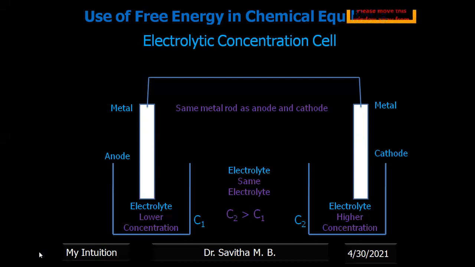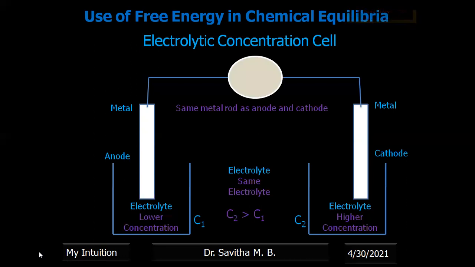The only thing is there should be some difference. Only then will there be a potential that is developed, right? So the difference is in the concentration of the electrolyte. The concentration of the electrolyte in one of the half cells will be higher than the other. By default, when you connect them, the half cell where the concentration of the metal ions is higher will act as the cathode. The half cell where the electrolyte concentration is lower will act as the anode compartment.